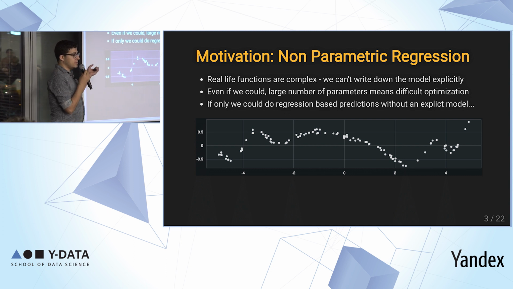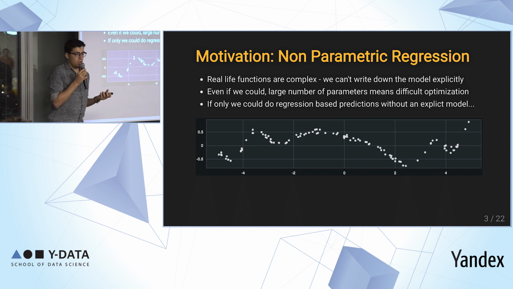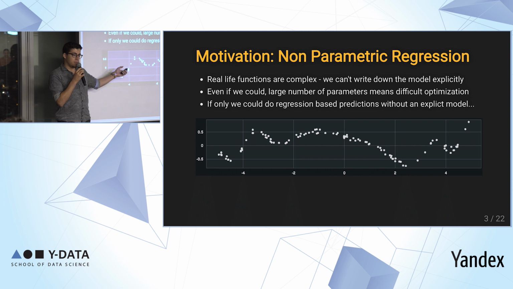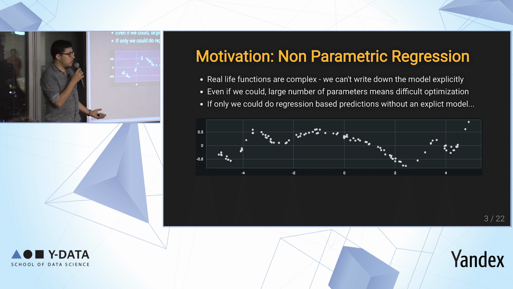Even in this one simple one-dimensional problem, I don't think anyone can write an explicit function, an explicit model, that will fit this. And even if we could, this explicit model may have hundreds of parameters in the one-dimensional case. In an n-dimensional case, it could be millions. And if only we could do regression-based predictions, as I understand it, given a bunch of data, what's going to be the next best point, or what's going to be the value at a certain x value. If only we could do it without an explicit model.